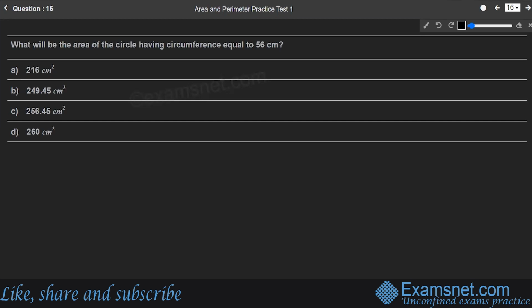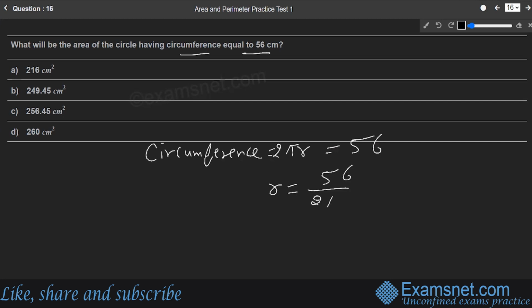Now the question says, what will be the area of the circle having circumference equal to 56 centimeter? So circumference of a circle is given by 2 pi r, and this value is given equal to 56, where pi value is 22 by 7. So clearly r can be written as 56 divided by 2 pi.